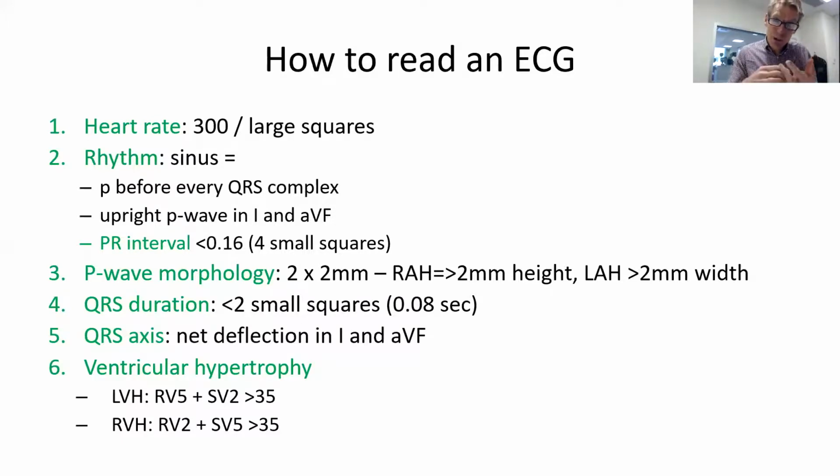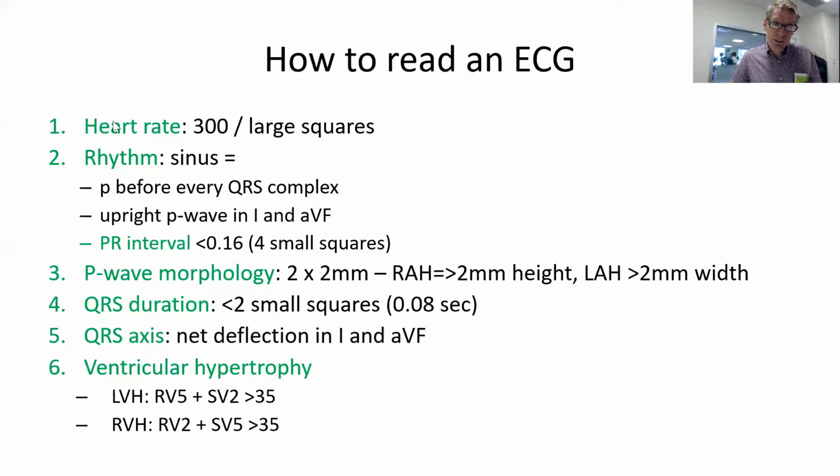And so in older children, it can be up to 0.18, so it can be 4.5 or 5 small squares, but not longer than that. So you just need to know what to look at to determine whether it's sinus rhythm or not. You look at these three things, right? If the PR interval is longer than 0.16, then it's probably not sinus rhythm. It might be first degree heart block or second degree heart block.